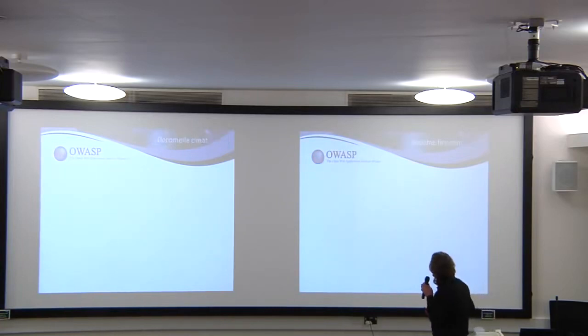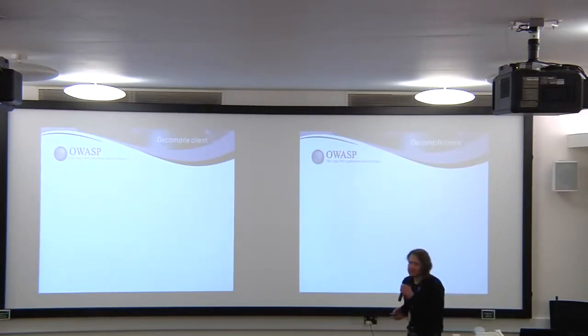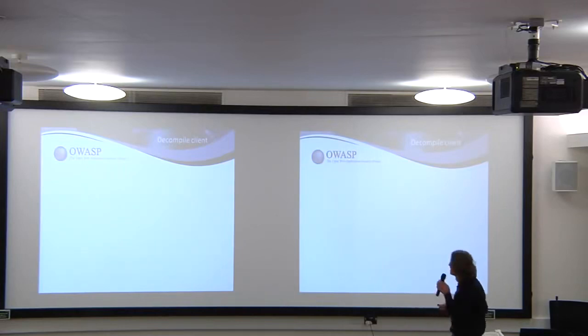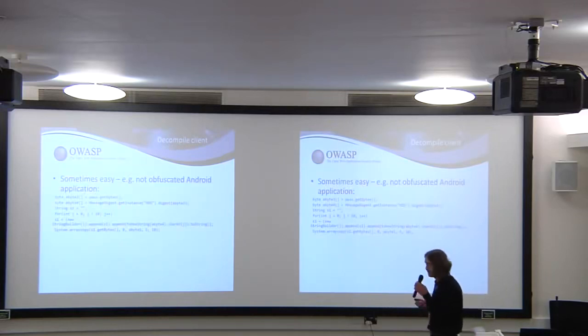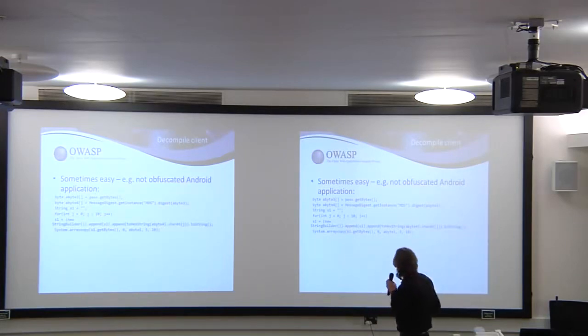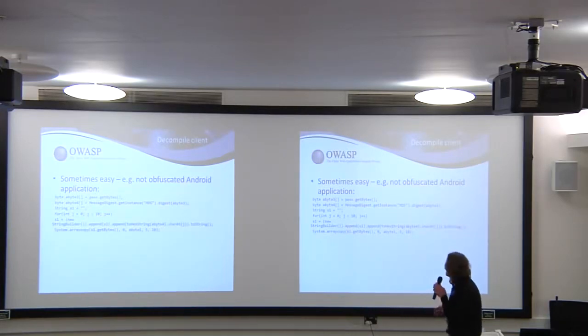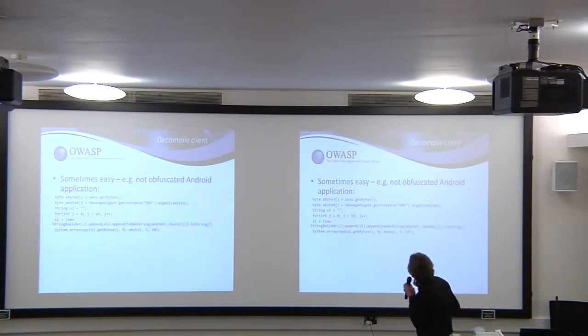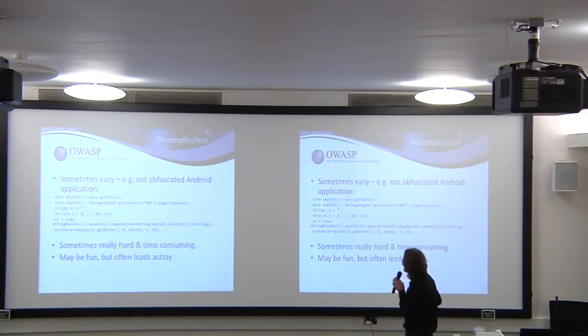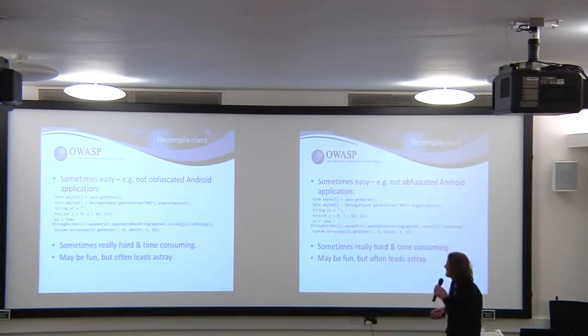Of course, you can try to decompile the client or instrument the client. There are tools for that, but they have some shortcuts too. Sometimes decompiling of the client is very easy. For example, with a not obfuscated Android application, we were able to get to this MD5 I was talking about in the Android source, but sometimes it's very hard and time-consuming, so it may not be the shortest path.